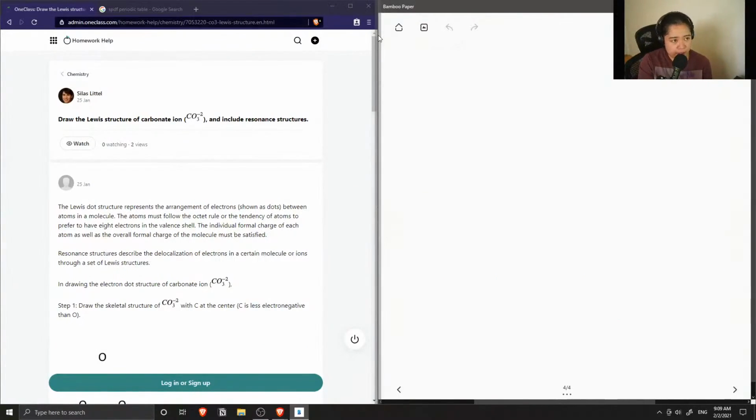Okay, so question number 4. Draw the Lewis structure of a carbonate ion, which is CO3 2-, and include the resonance structures. Okay, so when writing out the Lewis structure, we first need to find out the total number of valence electrons in the carbonate ion.